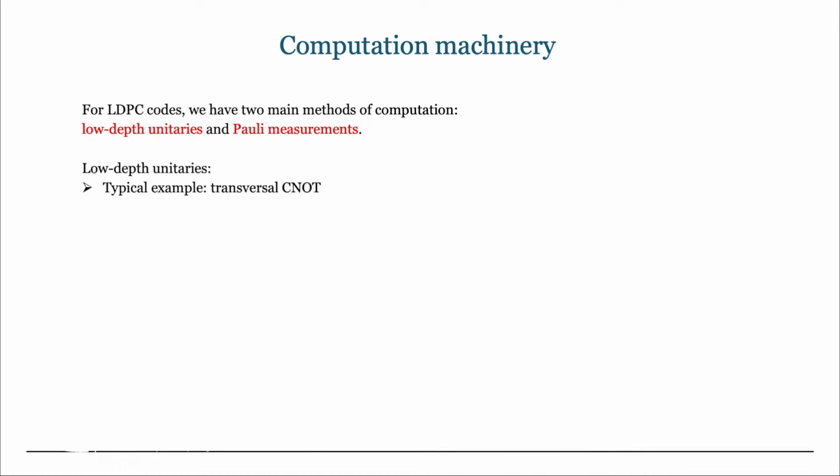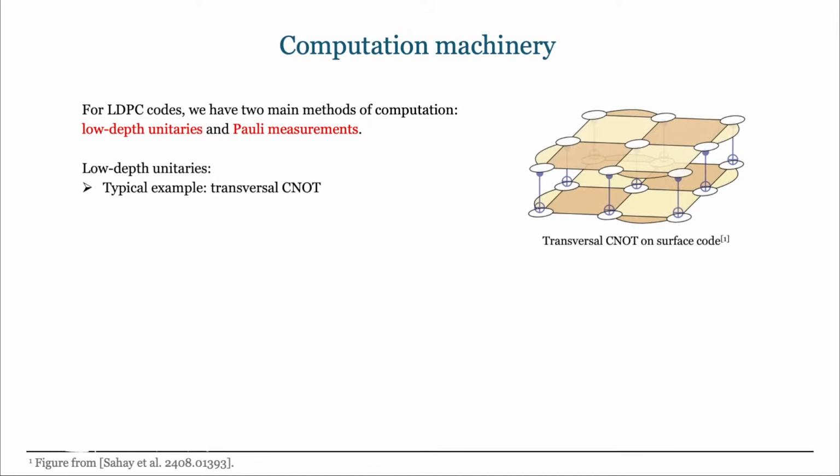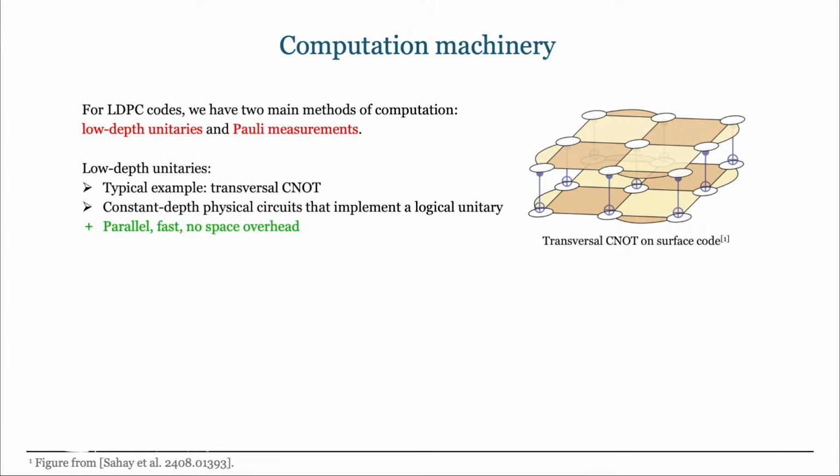In terms of low-depth unitaries, the typical example is a transversal CNOT, or sometimes we call low-depth unitaries transversal gates as well. A typical example is a transversal CNOT between two copies of the same code. The idea is simply that we use a constant depth physical circuit to implement a logical unitary. It has its advantages and disadvantages. The main advantage is that these gates are usually very parallel, very fast, and have no space overhead. The disadvantage is that the logical control that you get by using low-depth unitaries is often constrained and limited depending on your code. The other thing is that it usually requires you to move your qubits around to reconfigure them so that you can implement things transversally.